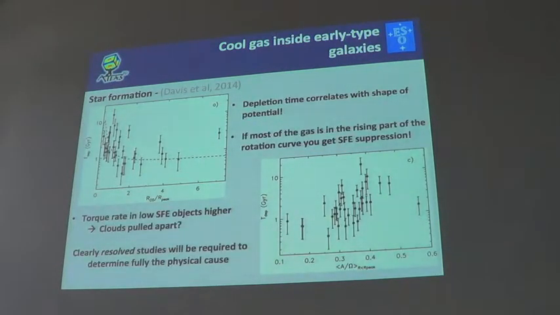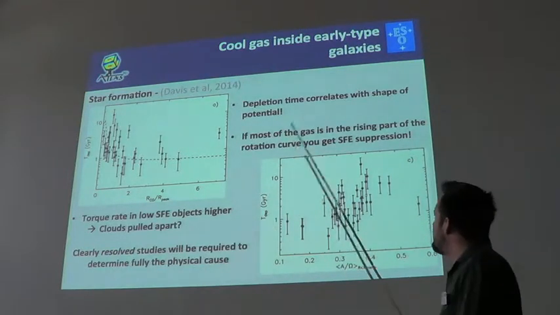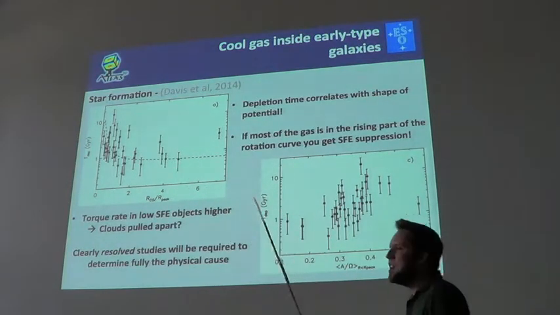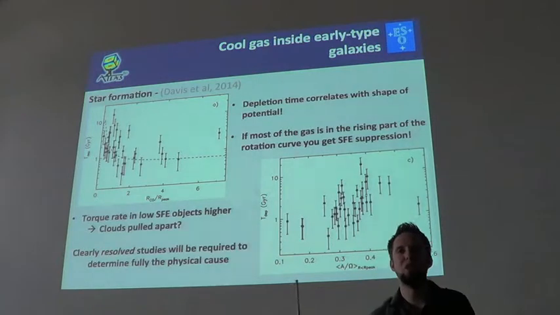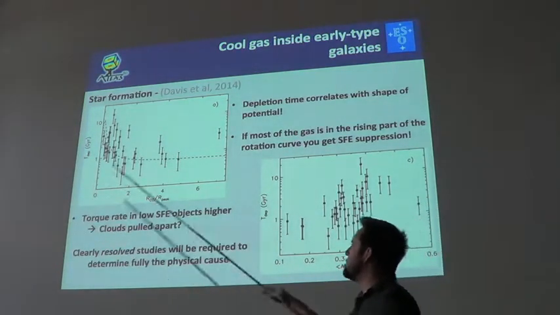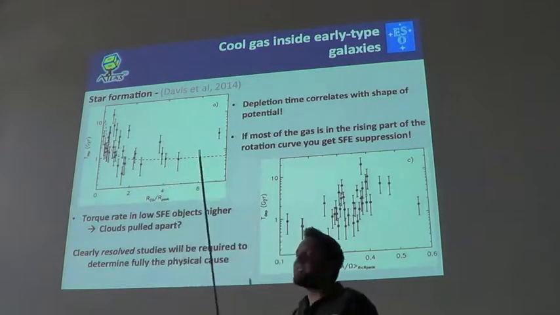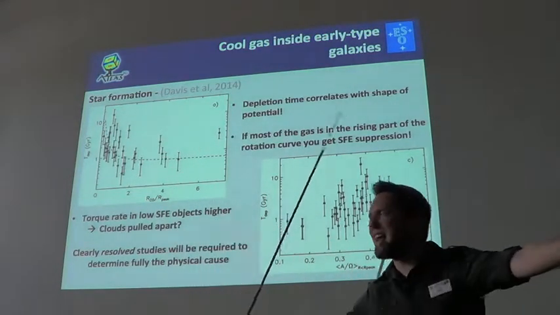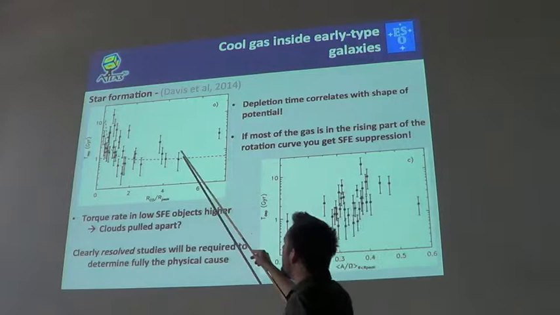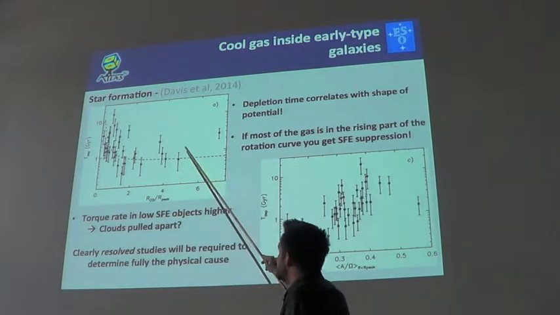Interestingly, this depletion time difference correlates with the shape of the potential of the galaxy. So here I show that if most of the gas is in the center, in the rising part of the galaxy rotation curve, you get quenching, you get longer depletion times. If the gas is very extended, so it goes further out into the galaxy, then you get normal star formation in these galaxies.